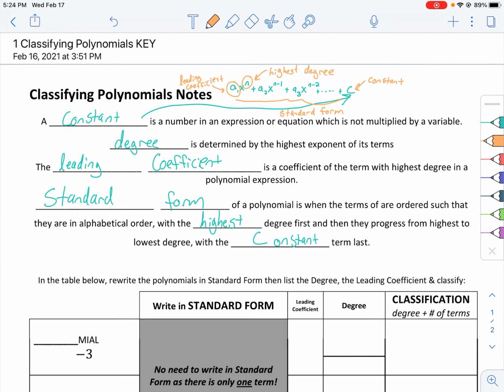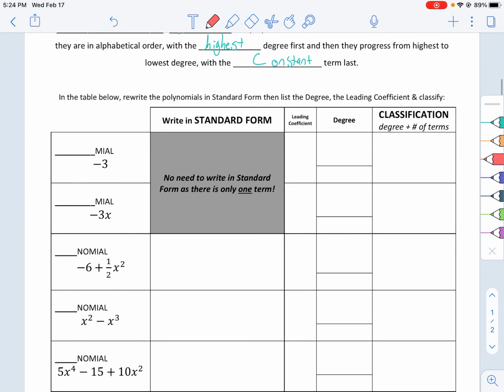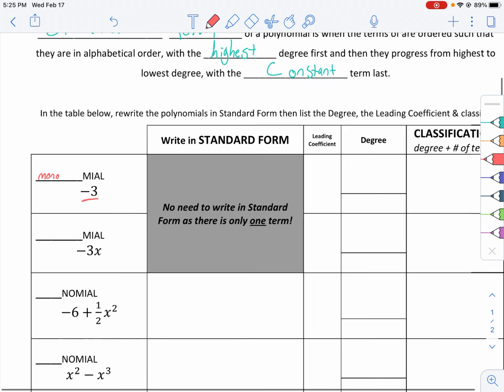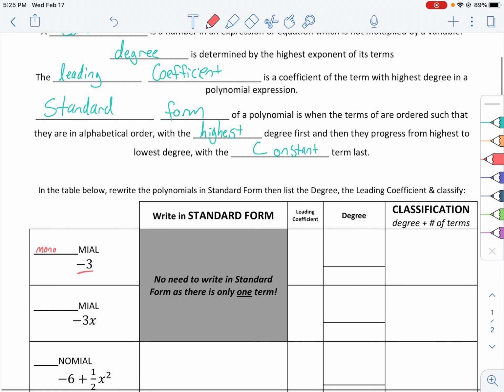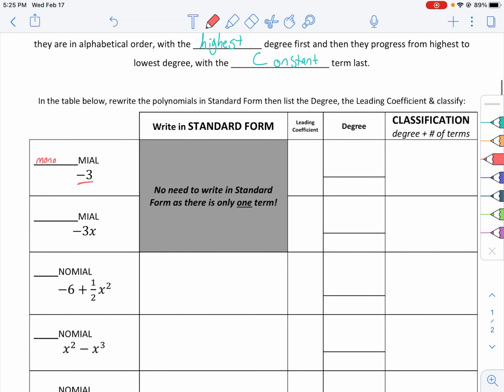Okay. So then let's talk about some of these things. This first polynomial right here, this is just one singular term. So when we have one singular term, we call this a monomial. Mono standing for one. The leading coefficient in this term, look back at our leading coefficient, is a coefficient of the term with the highest degree. Well, there is no term with a degree in this expression, so there is no leading coefficient.